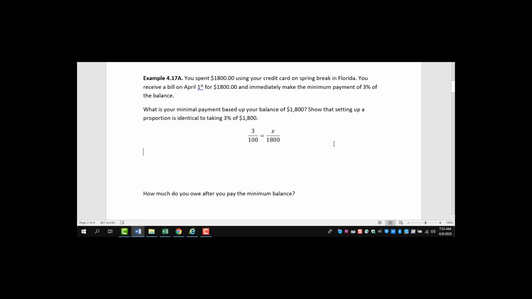So you would cross multiply and divide. Let's see if you can work that out. Hit pause, and I'll put up the answer. So that's one way to do it. For every $100 you owe, you're going to pay $3. That's 3%. You owe $1,800, so what's the equivalent ratio? And it's $54. So these are equivalent ratios.